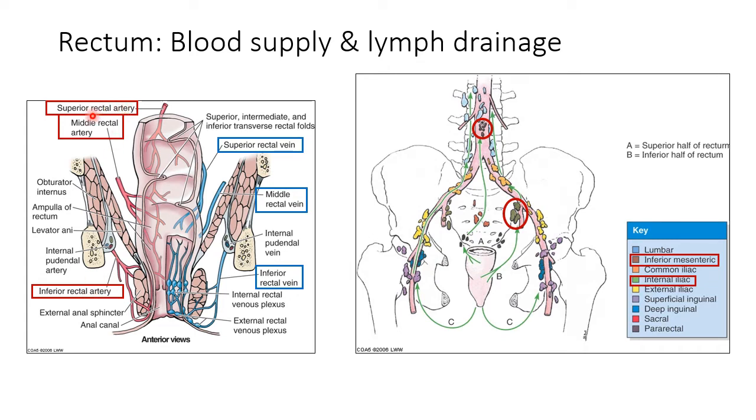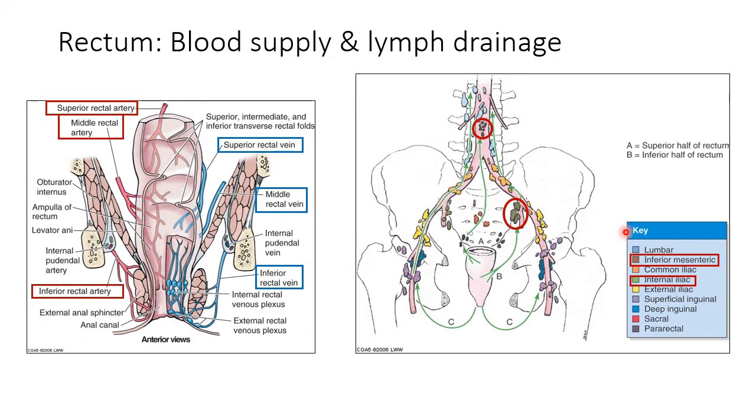So superior rectal artery from inferior mesenteric, middle rectal artery from internal iliac artery, inferior rectal artery from internal pudendal artery, which is itself a branch of the internal iliac artery. When you come to the veins, it's again the corresponding vein. So we have a superior rectal vein that will drain into inferior mesenteric vein. Middle rectal vein will drain into internal iliac vein, and inferior rectal vein will drain into internal pudendal vein. So 3 veins, 3 arteries.